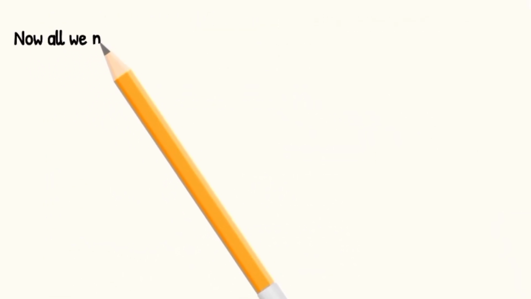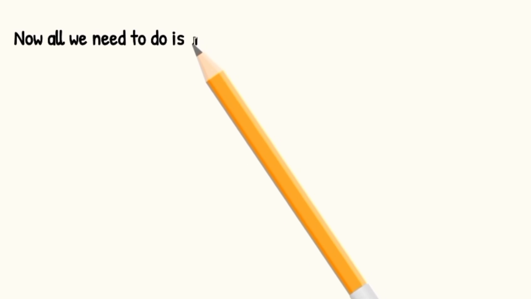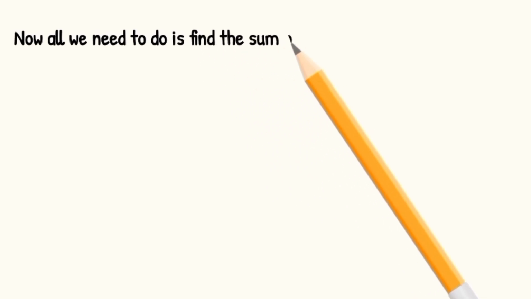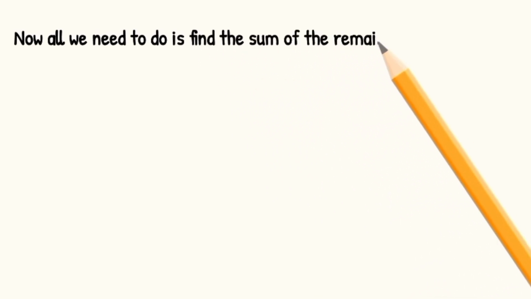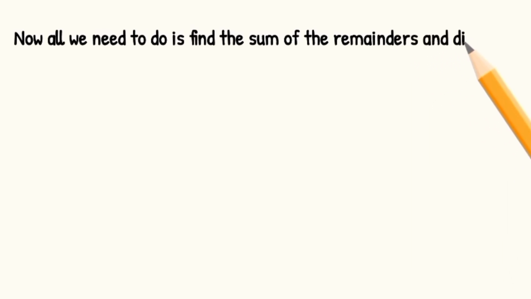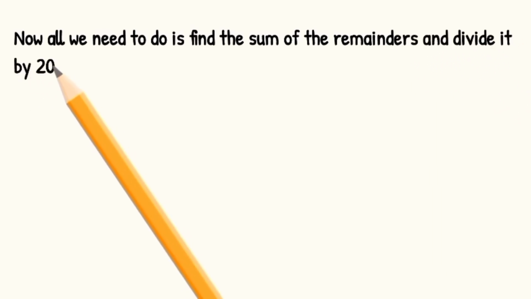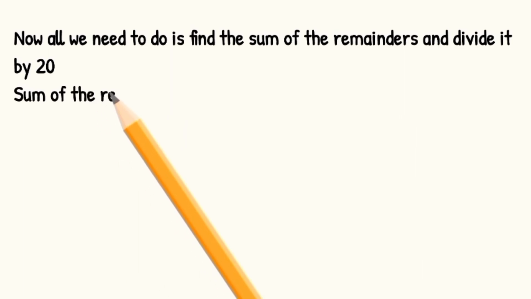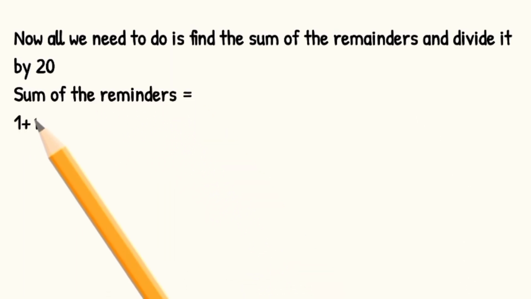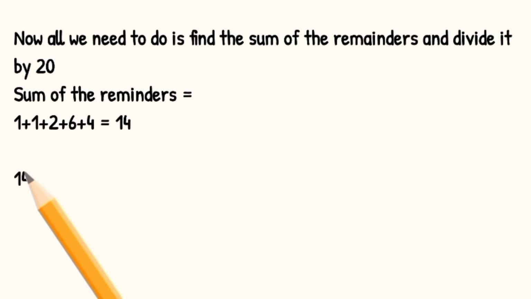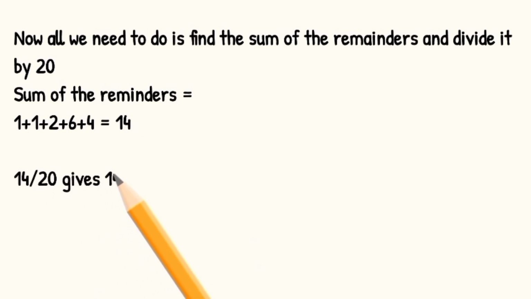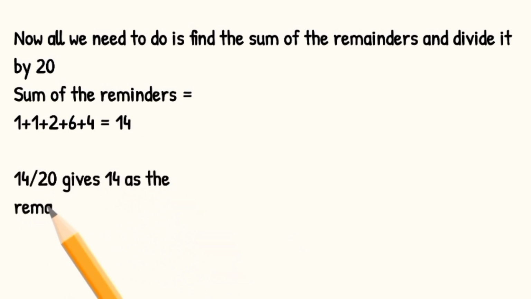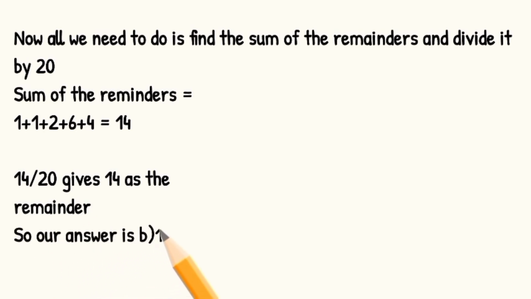Now let's add the remainders, get the sum of the remainders, and then divide it by 20 to get the answer. We know the remainders. That's two 1s, a 2, a 4, and a 6, right? Let's do it. And all other remainders are 0. We don't need to mind. It's 1 plus 1 plus 2 plus 6 plus 4 is equal to 14. That's the sum of the remainders. And when you divide it by 20, the remainder is 14. And there's your answer. That's option B. 14 is the answer. Quite an interesting question, right?